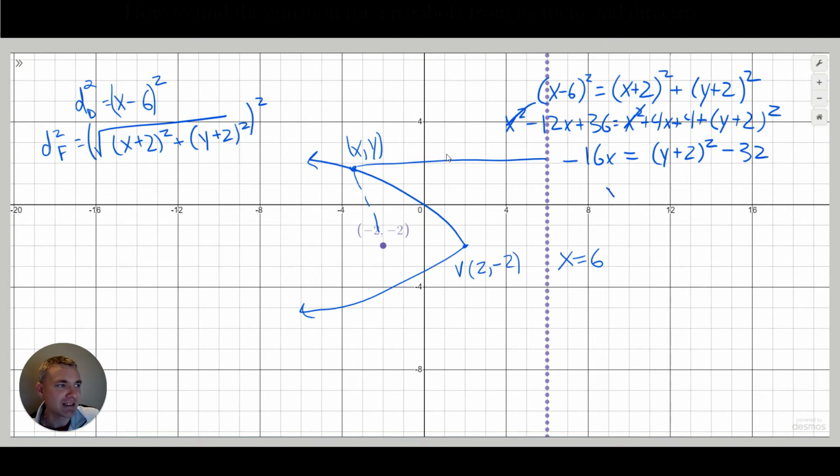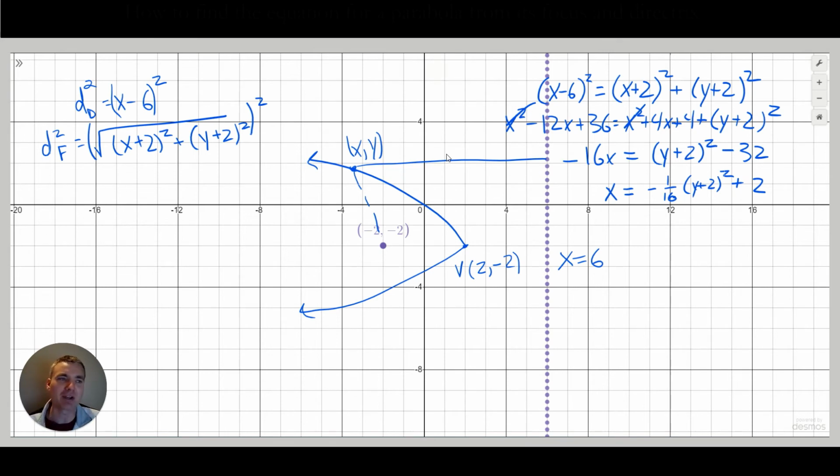And now I divide by -16. I get x equals -1/16 times the quantity (y plus 2) squared, minus 32 over -16, which becomes a plus 2. Now I can check to see if my vertex still works for that point. If I plug in an x value of 2, subtract 2 from both sides, I'm left with 0 equals -1/16 times (y plus 2) squared. And the only way that's possible is if y is -2. So my vertex does work.